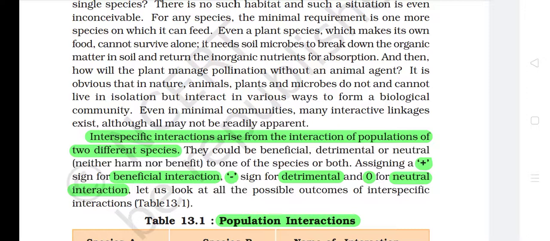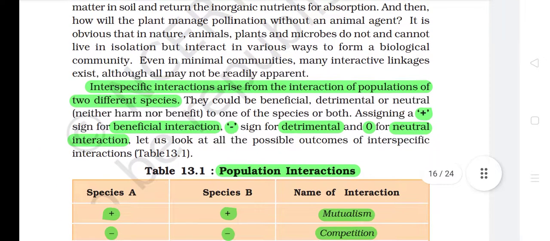It is obvious that in nature, animals, plants and microbes do not and cannot live in isolation but interact in various ways to form a biological community. Even in minimal communities, many interactive linkages exist, although all may not be readily apparent.